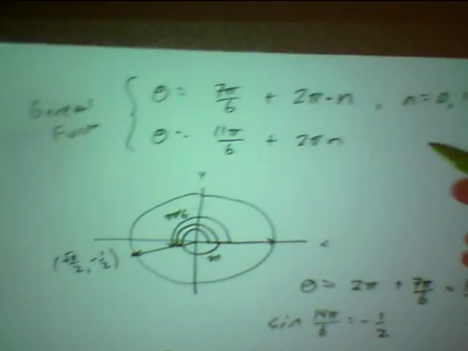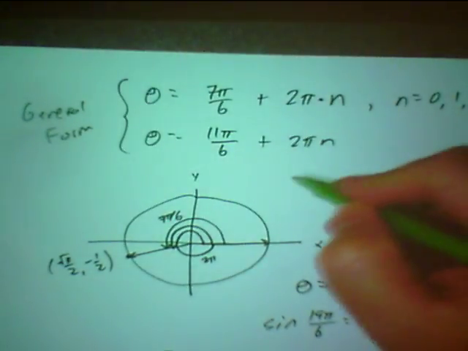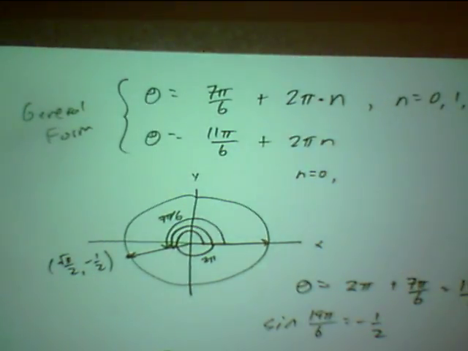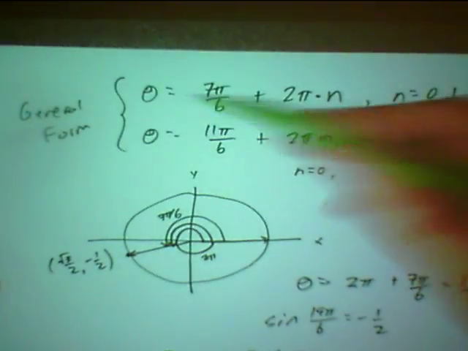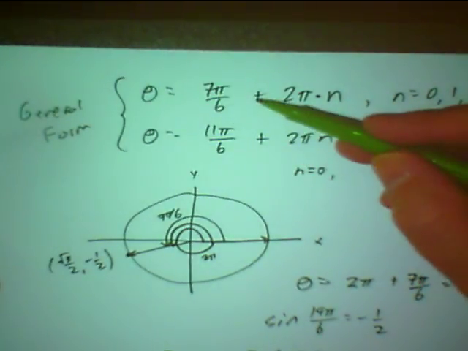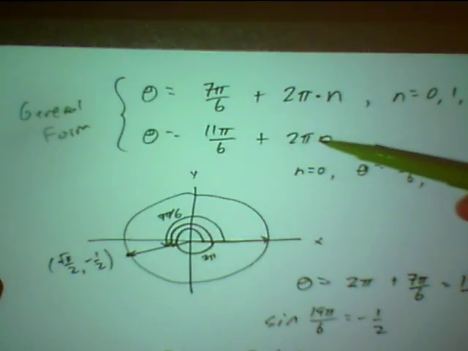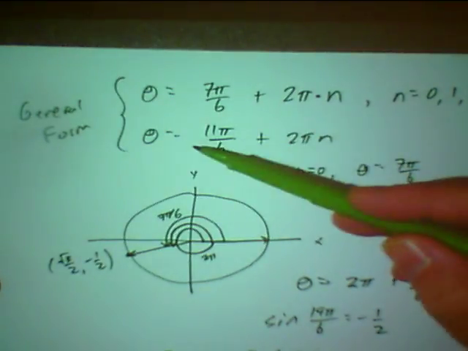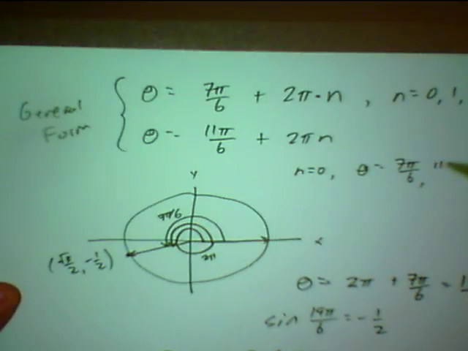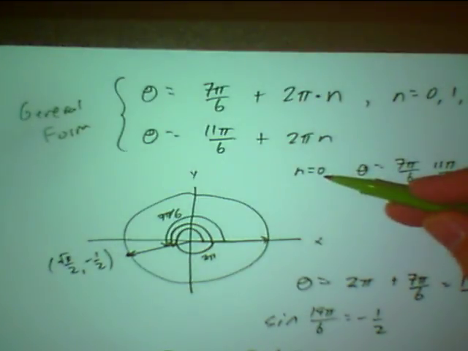So let me do this up here just so we can see it. What happens if I decide to look when n is 0? My first equation, 7 pi over 6 plus 2 pi times 0, theta just becomes 7 pi over 6. If I look at my second equation, when I set n equal to 0, the second term ends up being 0, and theta would be 11 pi over 6. So these are the two solutions that I get when I set n equals 0.